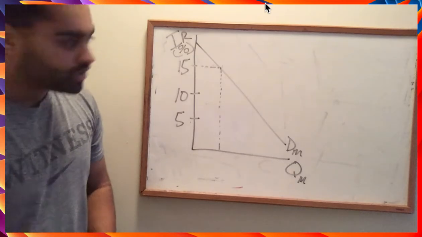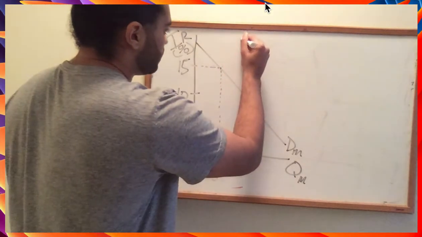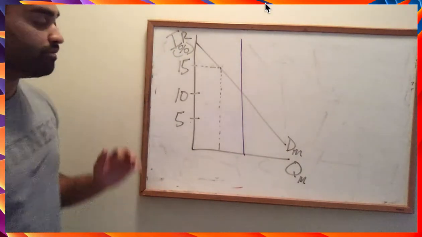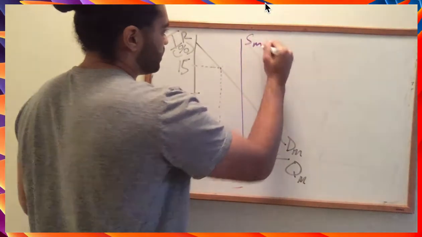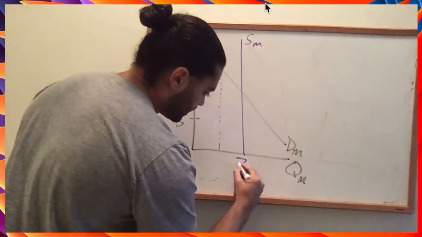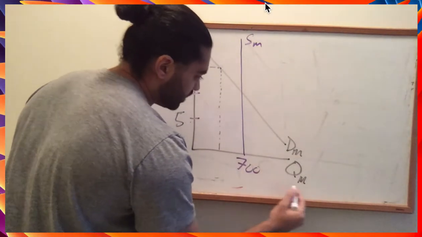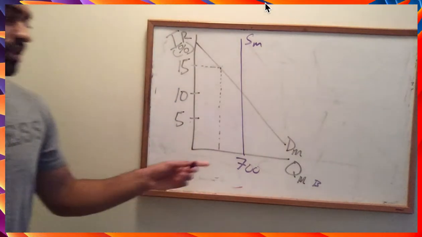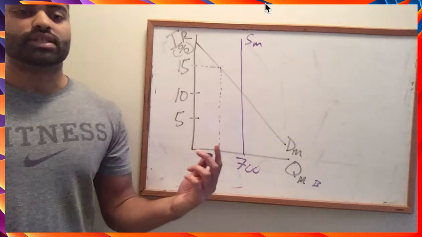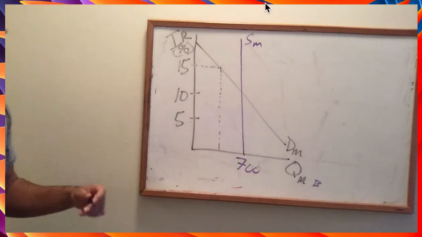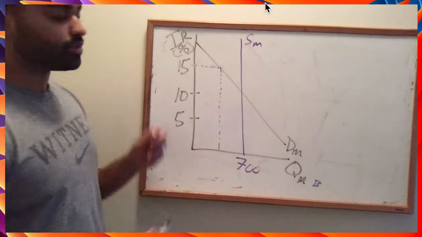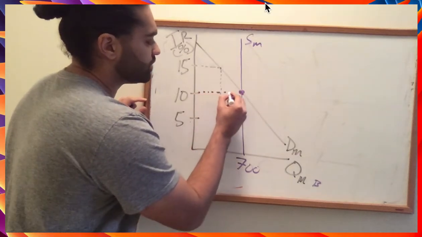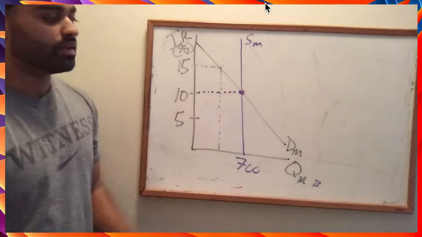So the next thing we're going to draw in is our supply curve. Now our supply curve is fixed. So this is the supply of money. And let's just say it's like 700 billion. This is measured in billions of dollars. So this is a fixed amount. Why is it fixed? Again, there's only so much money in circulation, and this is where the Federal Reserve comes in. This is where they get to choose what our equilibrium interest rate is. So let's just say our equilibrium interest rate is 10%, where supply and demand intersect.